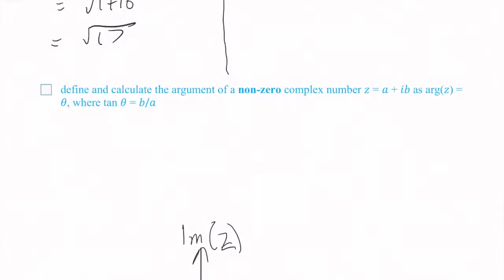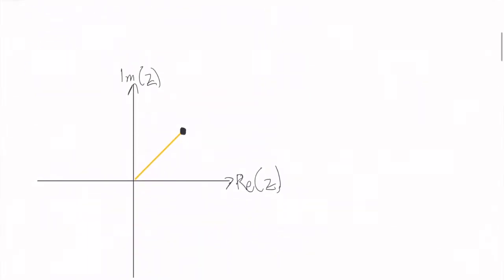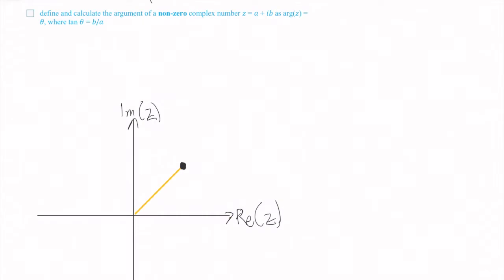Our second subpoint is to define and calculate the argument of a non-zero complex number z equals a plus ib. The argument of a complex number is the angle which it makes with the positive x-axis, that is, this axis here. By convention, we measure it in radians. Remember that pi radians is equal to 180 degrees.